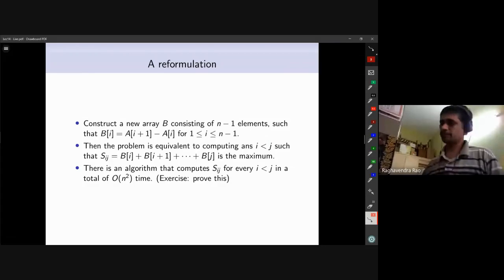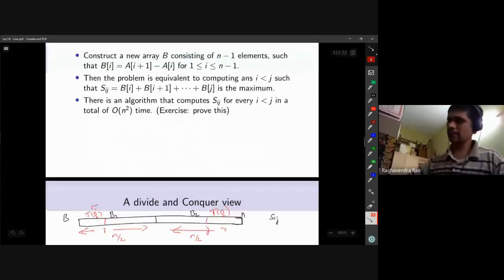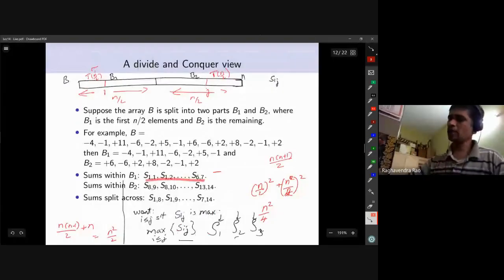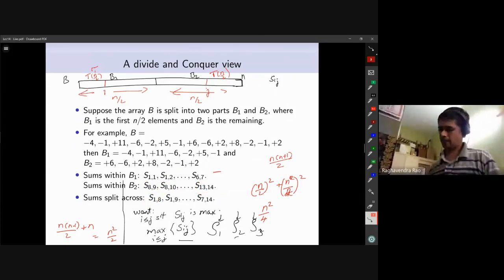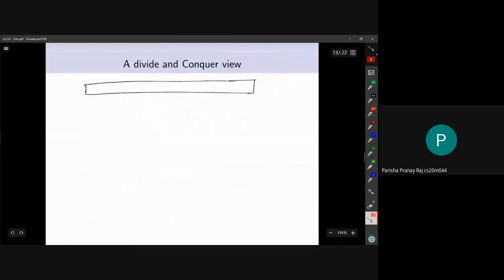So now is it clear, this split? These are all subarrays which are within B1, all subarrays within B2. These are subarrays which are split across, and we are considering the corresponding sums. And these are the values that we are looking at. Okay. Yes, sir.